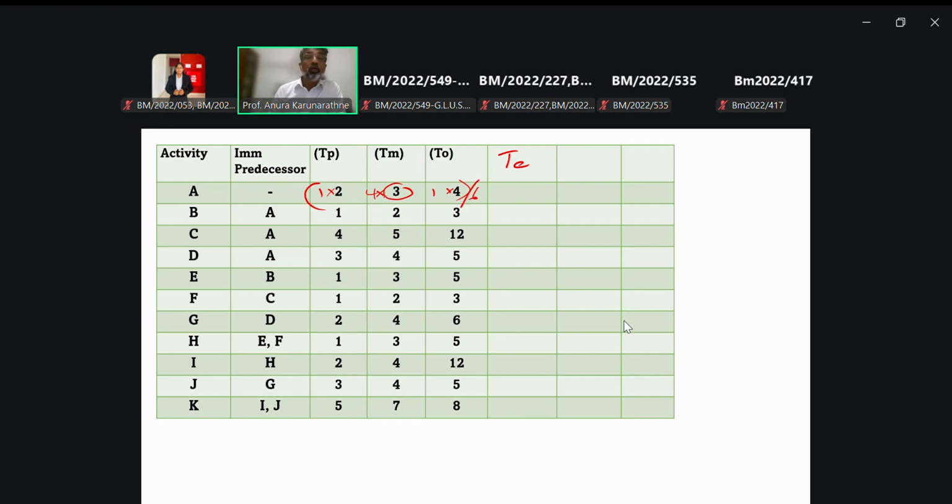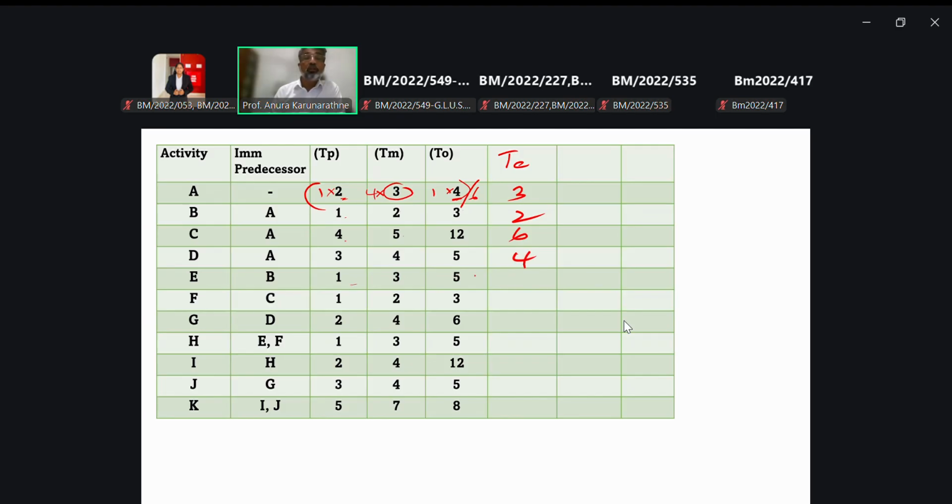So how to do that? 4 into 3. 6 means 3, right? 1, 2, 3. Then the middle one is 2, 4, 5, 12. Then 5 into 4, that is 20. 20 plus 16, 36 divided by 6 means 6. Time is 6. 4, 3, 4, 5, that is 4. So after calculating, you can see 4.